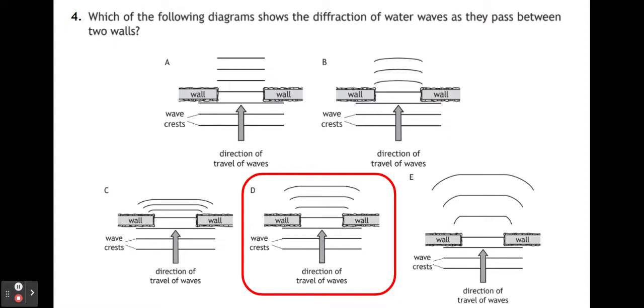We can also see that the wave fronts, as they pass between the walls, are unaffected. So the flat side of the wavefront remains flat as it passes between the walls. So that is why option B is incorrect. And finally, we can see the bits that drag along the edges of the walls are diffracted. They spread out as they pass around the obstacle. And that is why option A is incorrect.